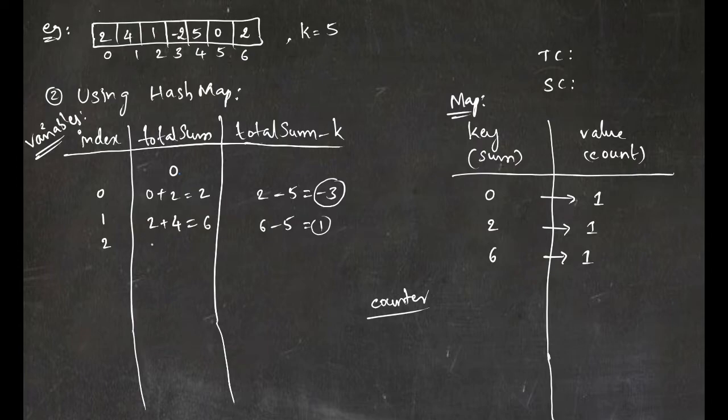So total sum till now is 6 plus 1 is 7. So I have to keep this 7 and I got it once, and total sum minus k, it is 2. Whether 2 exists in my map or not, yeah, it exists. So what that means is that, where I got 2 here and I got 7 here, the elements which are in between these two indices, their sum is equal to 5.